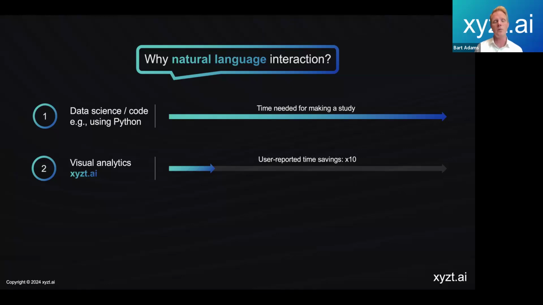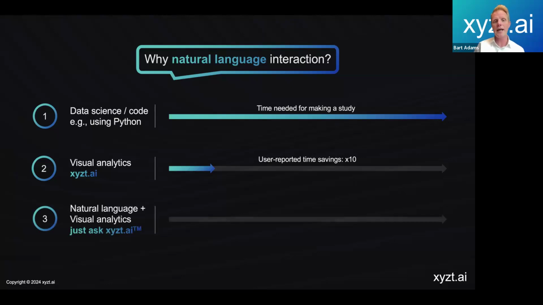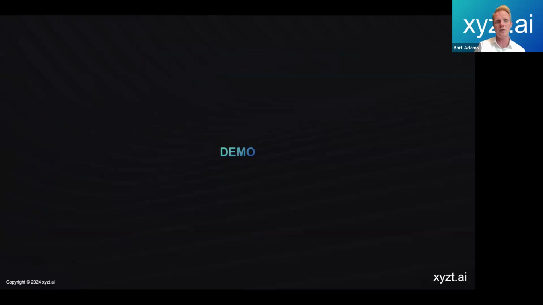And the examples that were given was before we used to do 2 weeks of work to do a study. Now we can do it in a day or two. So that's sort of the time savings that we brought to the market with xyzt.ai. Now, with natural language interaction, we try to reduce the complexity of analyzing flows and spatial temporal data much more. And our goal is really to reduce the time by another factor 10. So instead of going from weeks to days, we hope that we can go to hours to do a study. And that's what Just Ask xyzt.ai is all about.